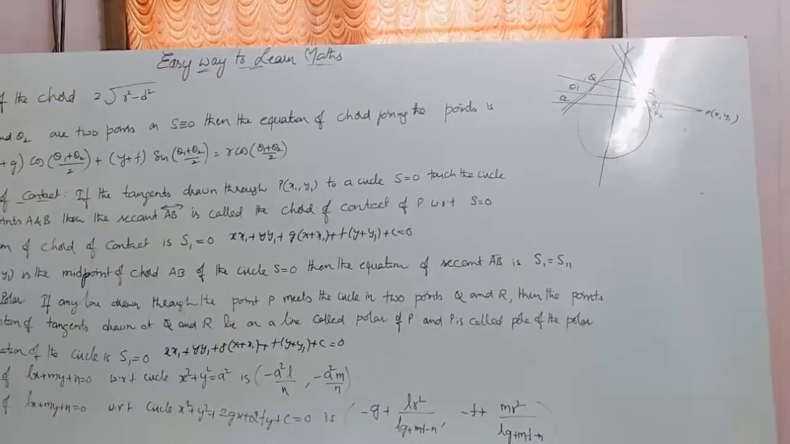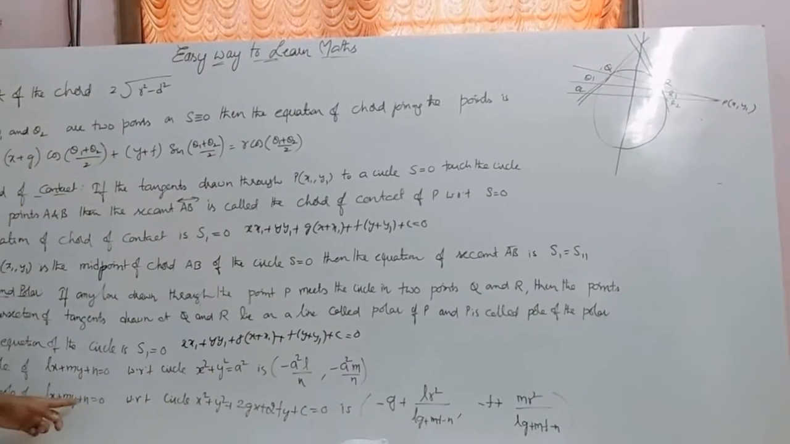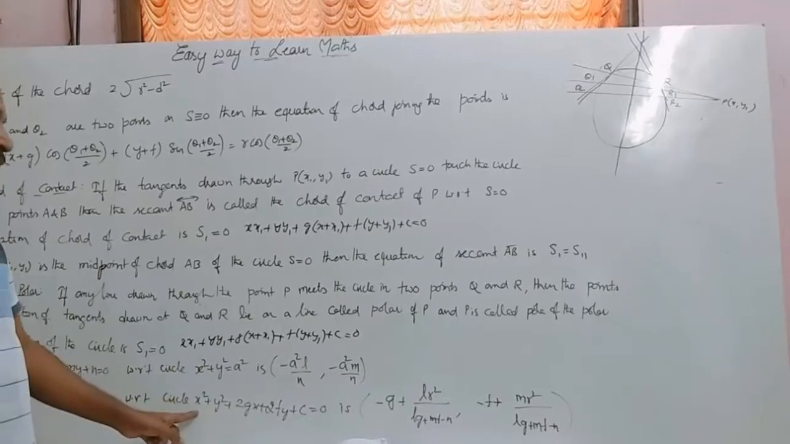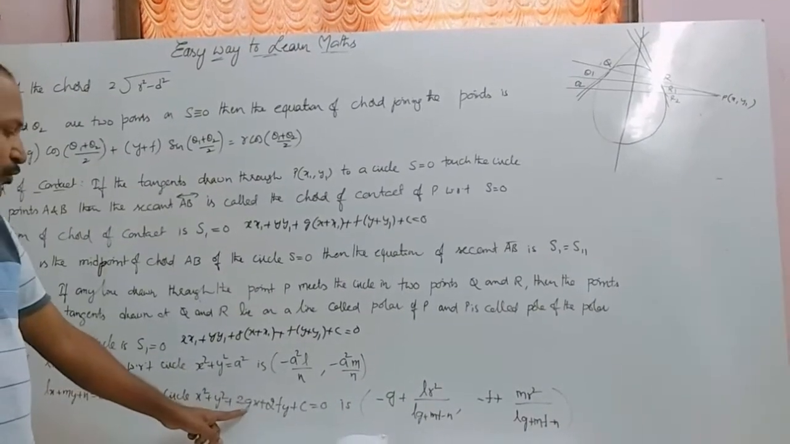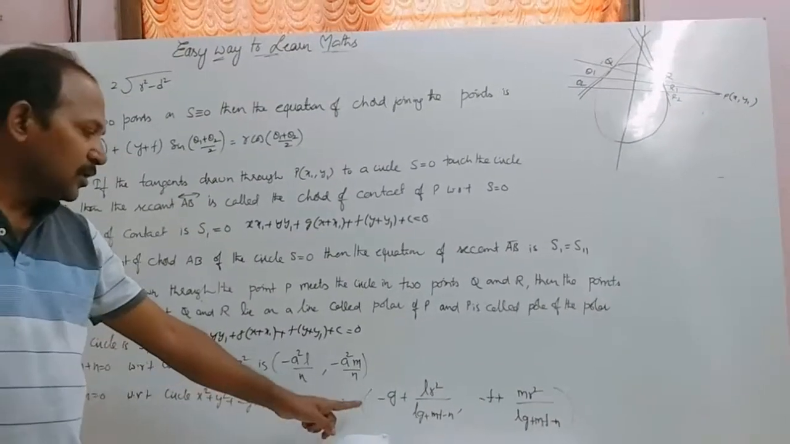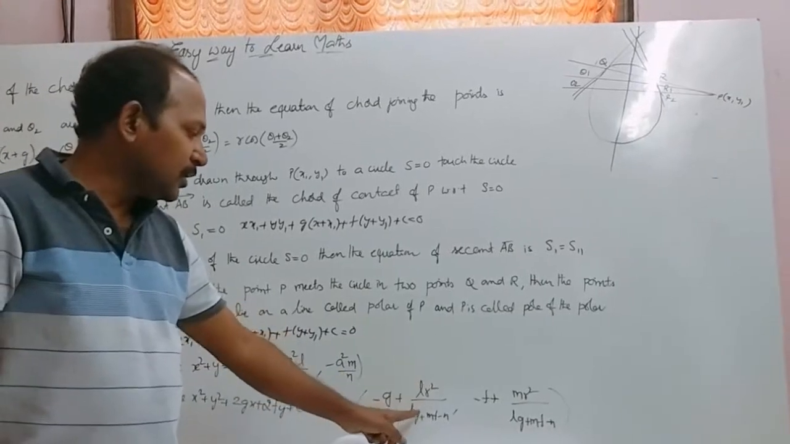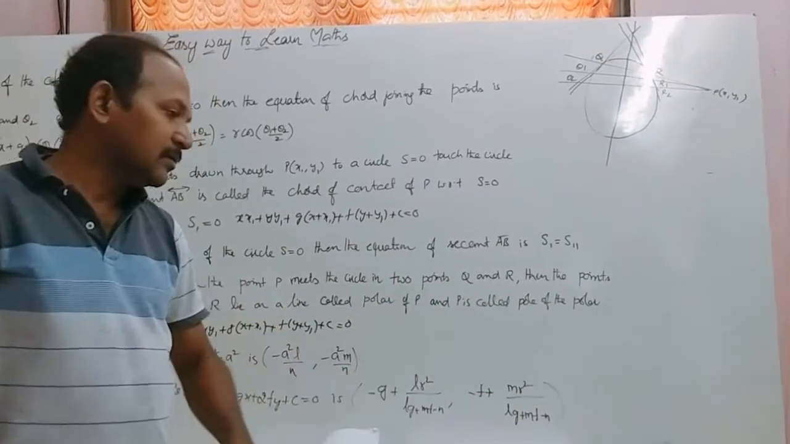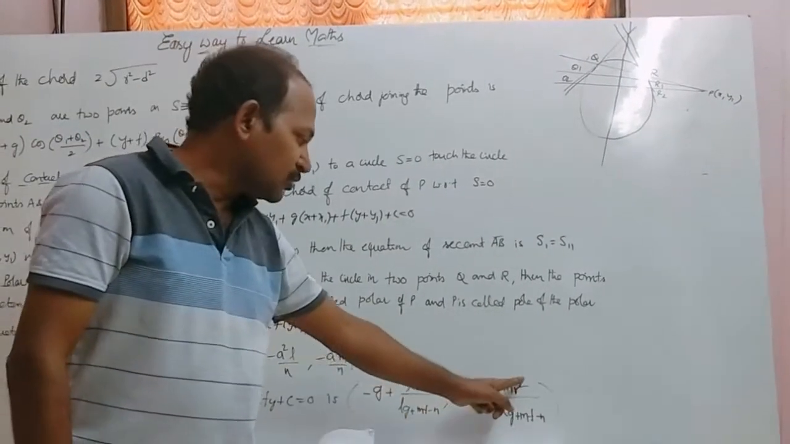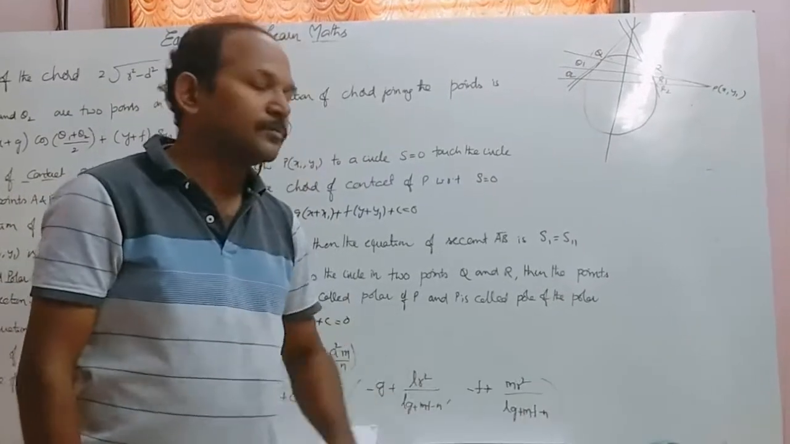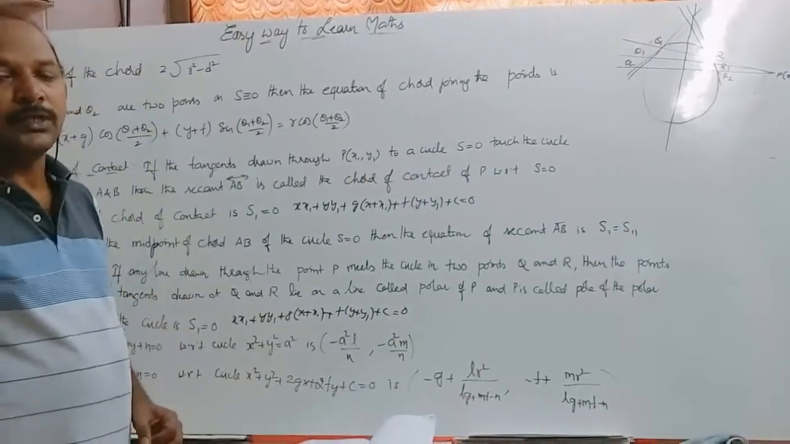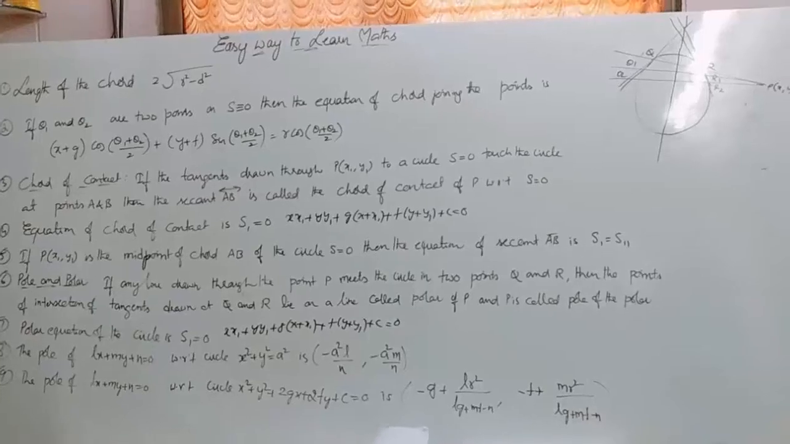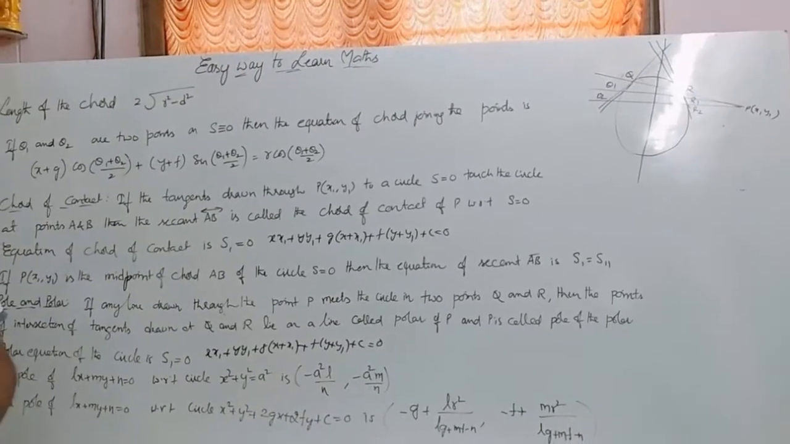That is the formula. The pole of the same line with respect to the circle in general form, x square plus y square plus 2gx plus 2fy plus c equal to 0, is minus g plus lr square by lg plus mf minus n, minus f plus mr square by lg plus mf minus n. These are the basic points which we are going to discuss today. Now let us solve some problems.